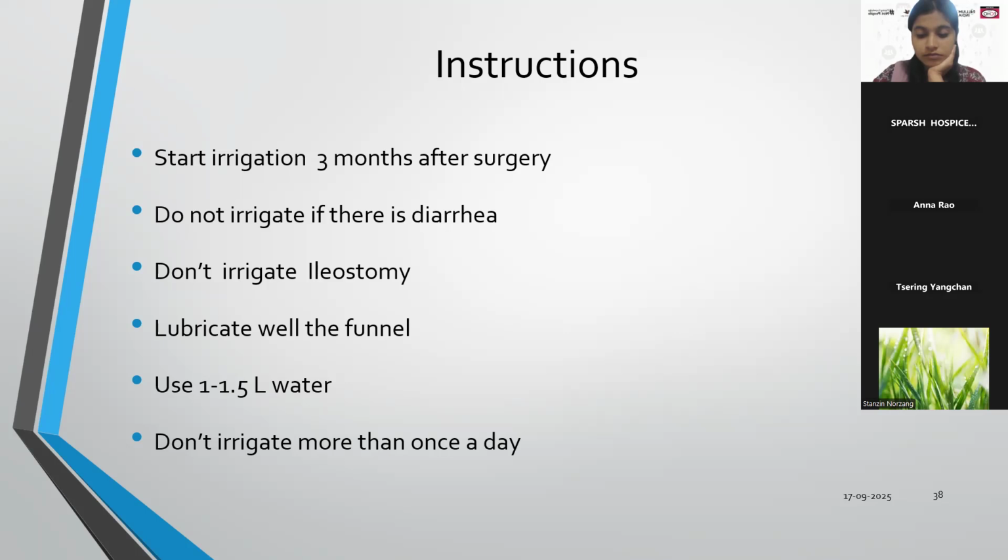How much irrigation solution should be used? 1 to 1.5 liters of irrigating solution can be used. And the irrigation should not be more than once a day. As I said, it should be at the bowel time. If the patient's bowel time was in the morning, it should be irrigated in the morning, so that for the rest of the day, the amount of stool collected into the bag will be very small, and the patient can move about without any kind of problems. That is the main purpose of irrigation. Next slide, ma'am.